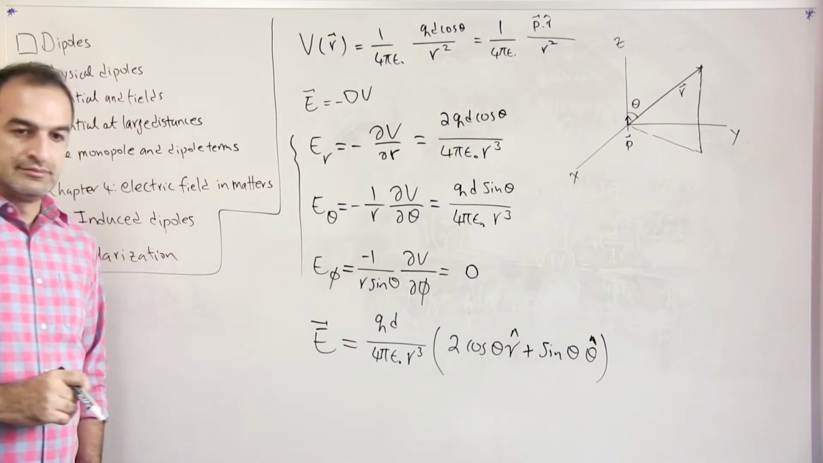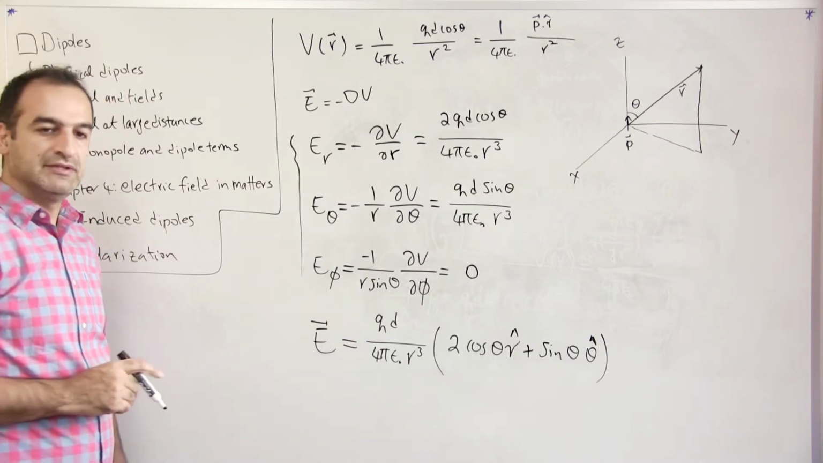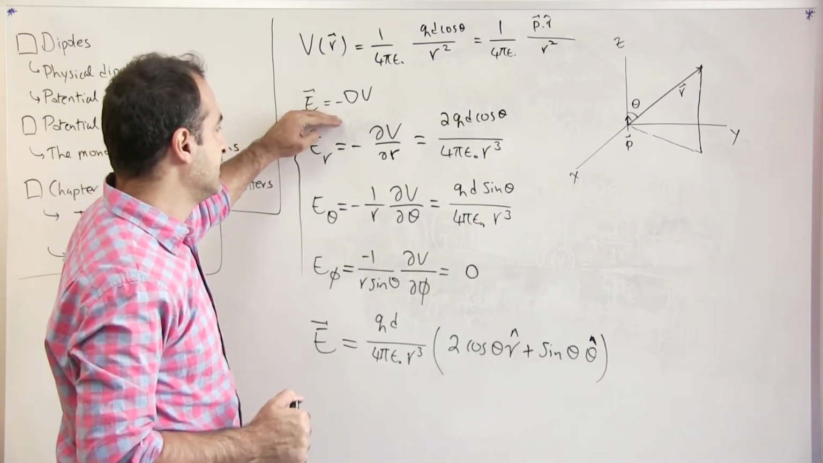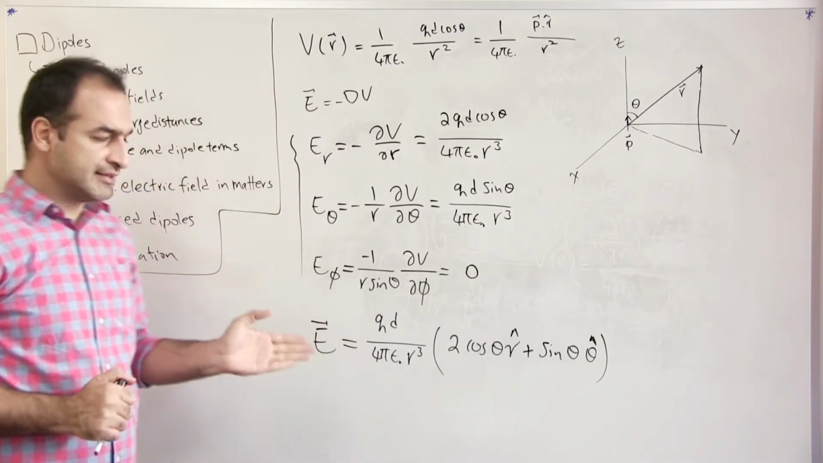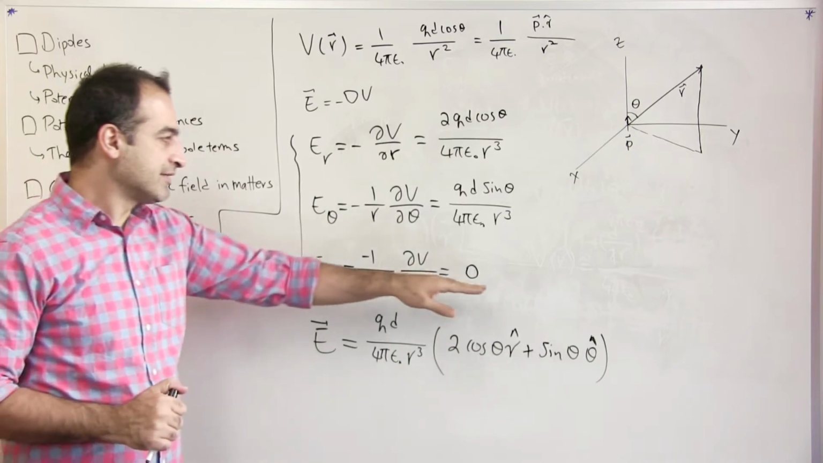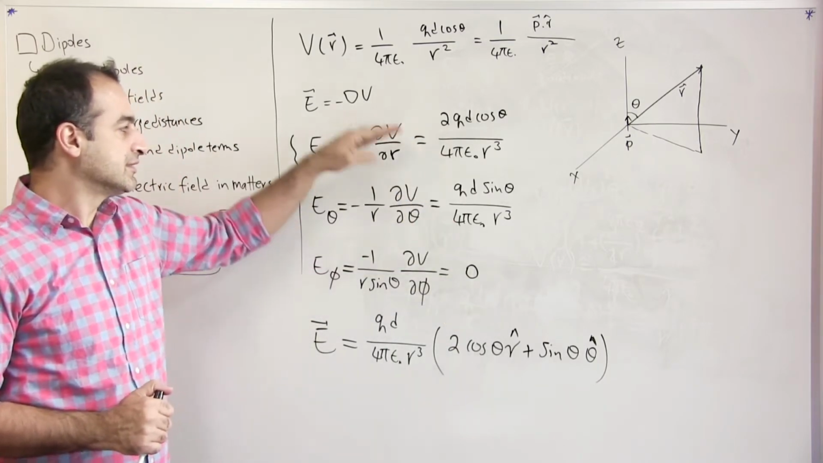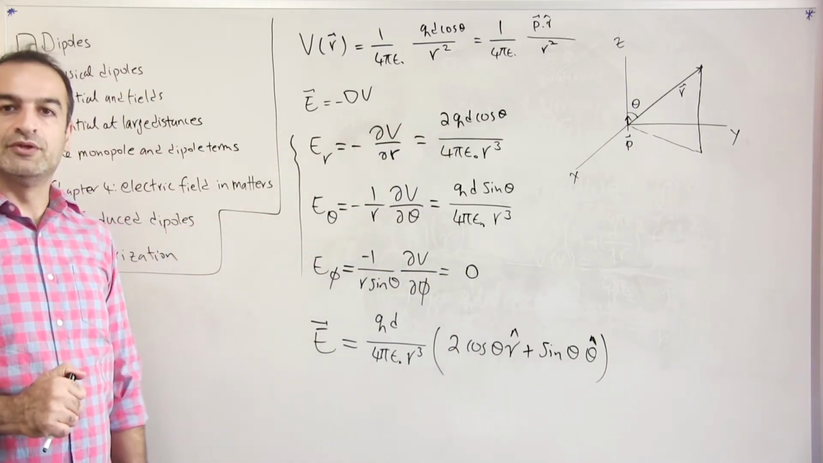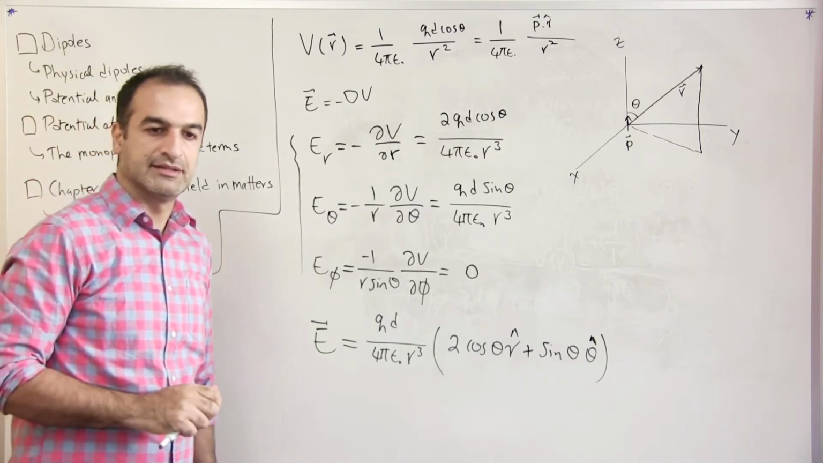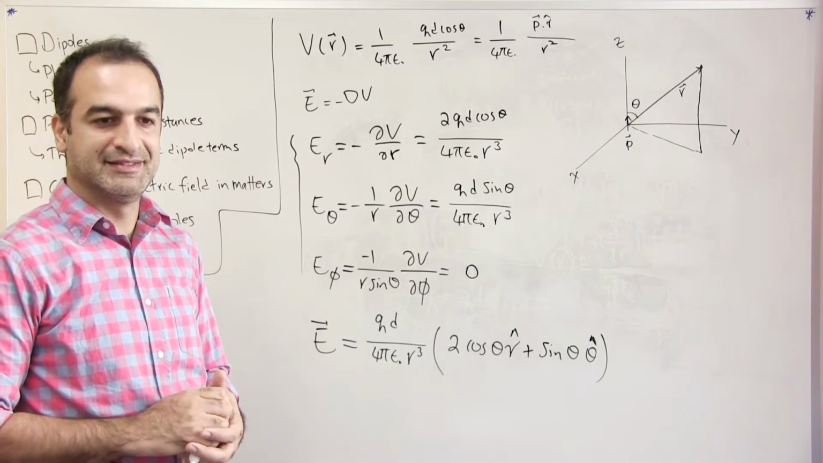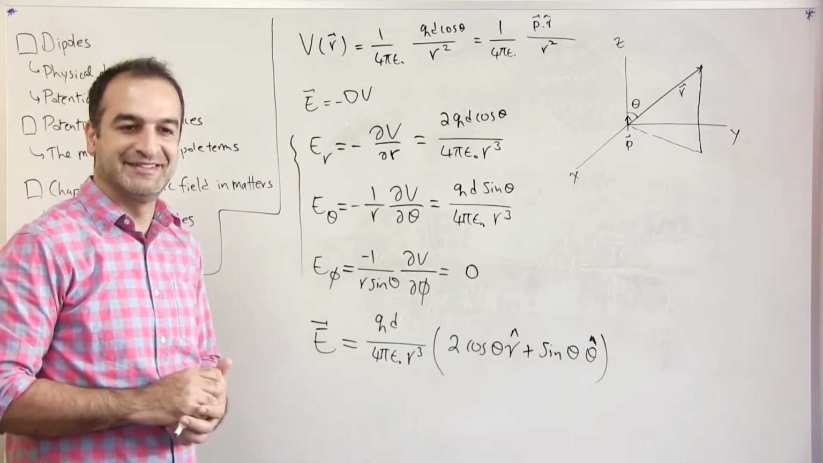Sounds good? So what we did, we just simply looked at the gradient and looked at the 3 components in spherical coordinates. There is no phi dependence, so one of them is simply 0, and then we took the derivative to calculate the 2 other components as well. Is this more or less clear?